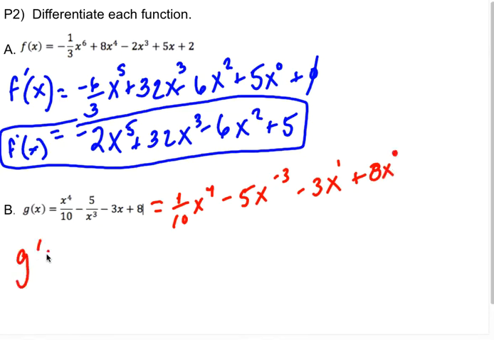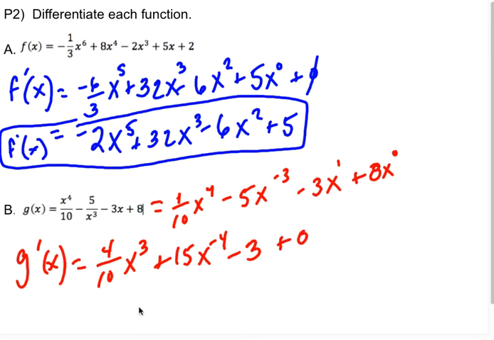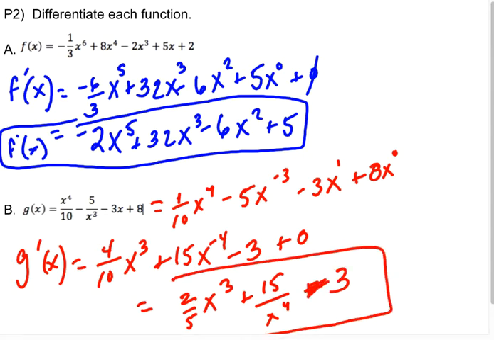So when I differentiate, I'm going to get a 4/10, right? And if you want to leave it as 4/10, that's fine. If you want to make it a 0.4, that's fine. If you want to make it 2/5, that's fine. X to the 3rd plus a 15x to the negative 4th minus a 3 plus a 0, right? So I'm probably going to see this as 2/5 x cubed plus 15 over x to the 4th minus a 3. Sorry, I meant minus and I put a vertical line. It's probably going to look like that. All right. Moving forward.